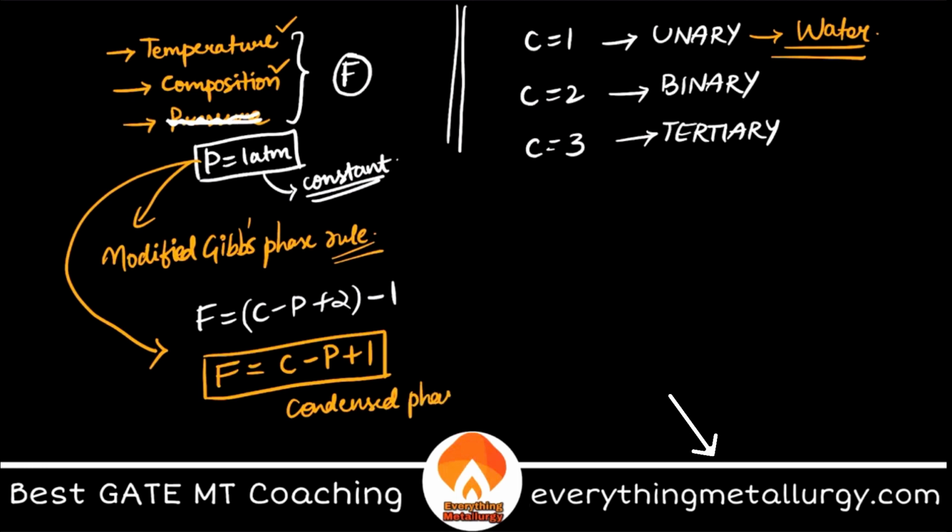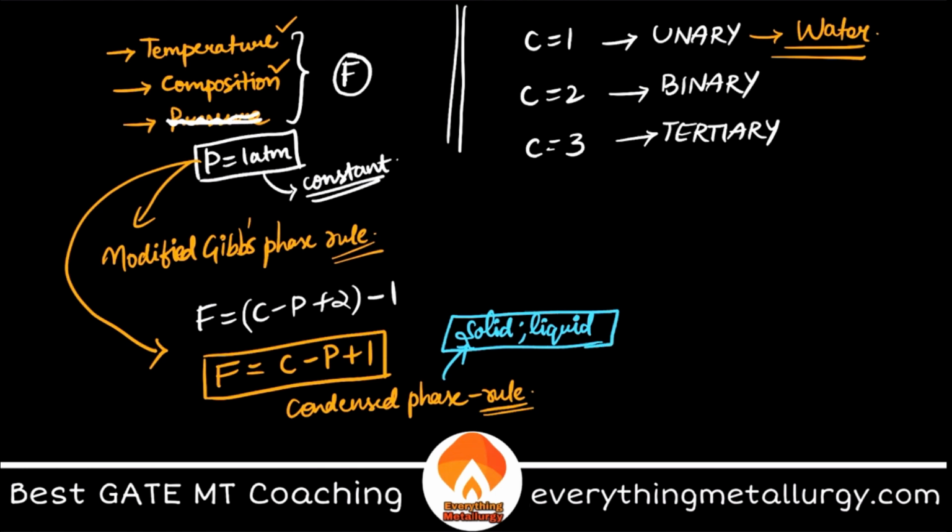Why? Because the pressure is constant, there is no chance of gases coming into this. So the condensed phase diagrams typically contain the solid and liquid. There is no chance of gas coming into this. Why? Because the pressure is constant. And we know if the pressure is constant, the available gases in the system are not changing at all. Right? This is called a condensed phase rule.